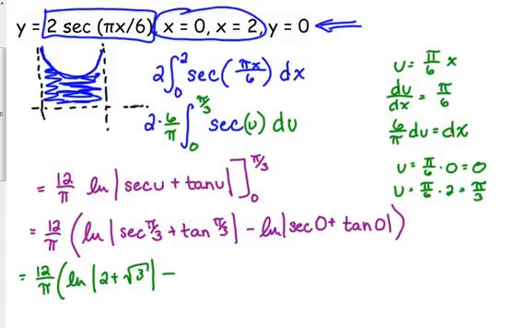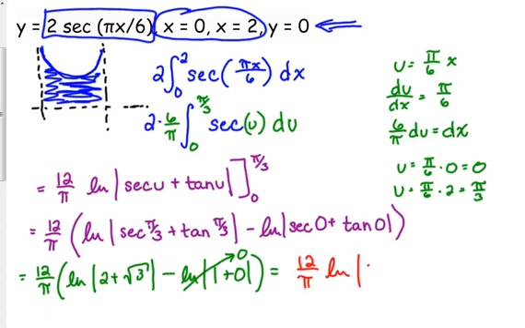Secant of 0. Well, what's the cosine of 0? 1. What is the tangent of 0? 0, because sine of 0 is 0. Now, 1 plus 0 is 1. What's the natural log of 1? 0. So our final answer is 12 over pi natural log of the absolute value, or actually we don't need absolute value anymore because 2 plus square root of 3 is positive.